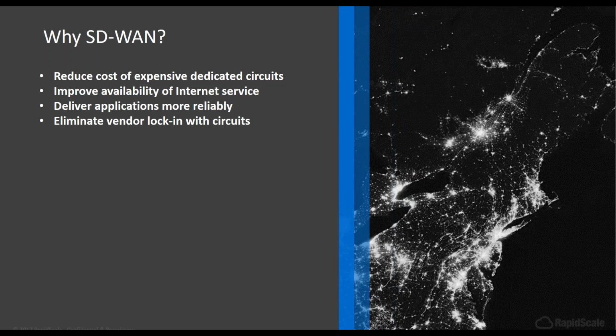Improved availability, delivering applications more reliably. And then in scenarios where maybe you had a big contract with one of the big telco providers for MPLS services, you kind of have vendor lock-in. You've got a long-term contract, you've got vendor lock-in, and not a whole lot of options when it comes to changing and evolving your WAN design.